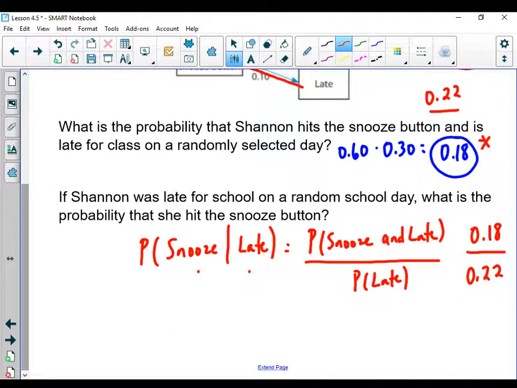And so when we actually divide those two things, 0.18 divided by 0.22, my probability is 0.818 that this would happen. So conditional probabilities, you can use our formula to help us out. All right, let's put it all together here.